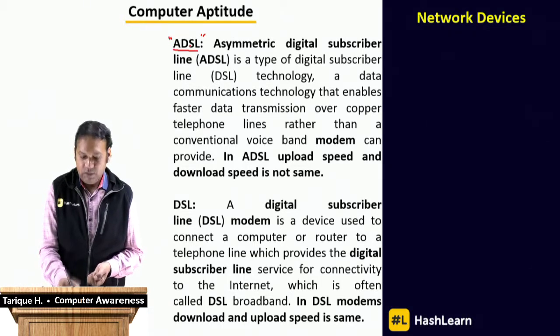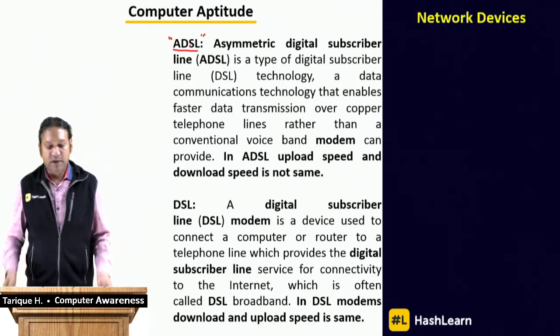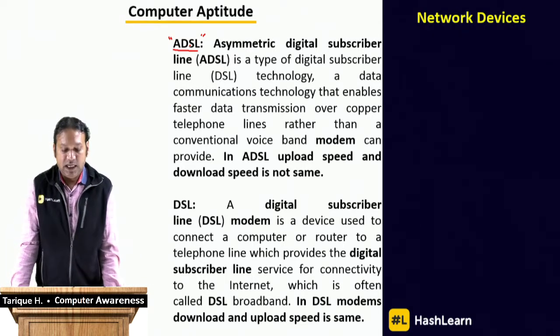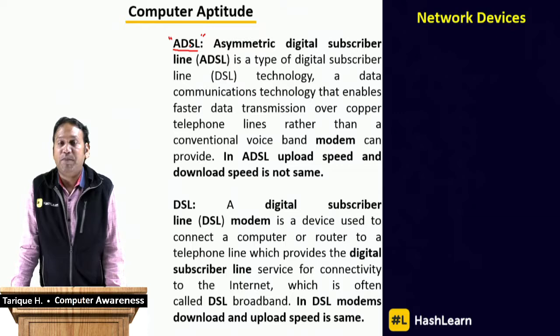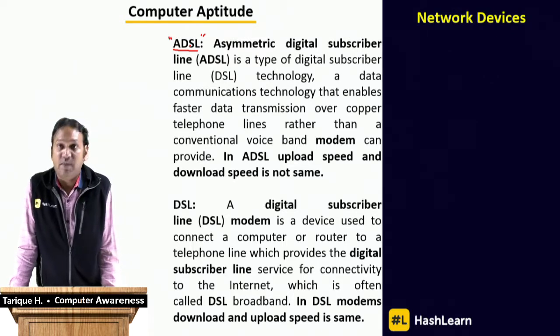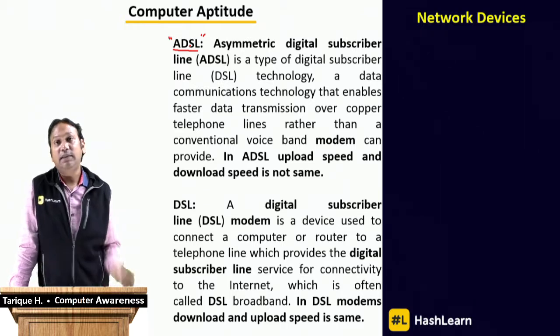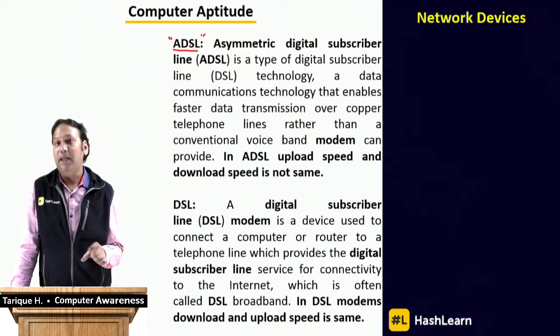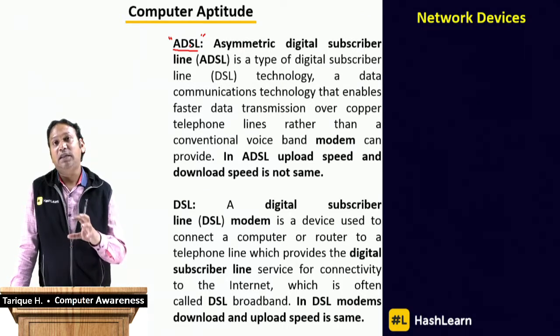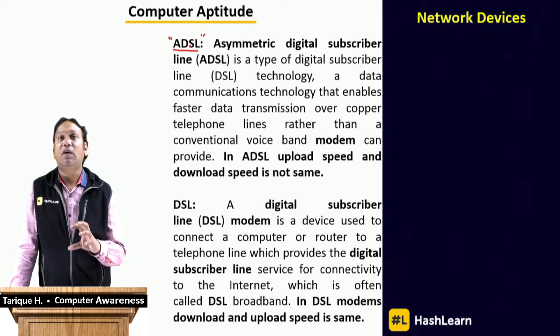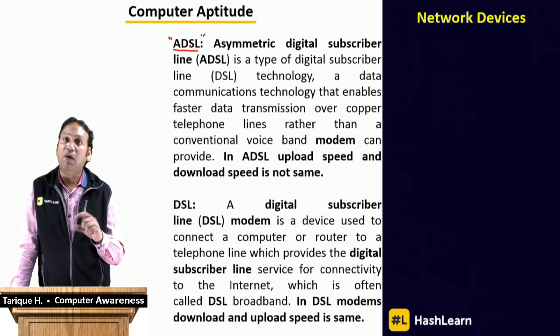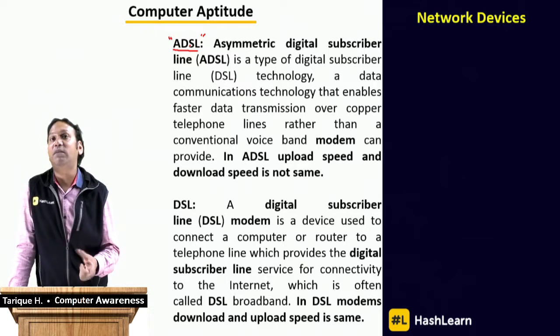The ADSL modem, that is your asymmetric digital subscriber line. You will see in your home you have an ADSL modem. You should ask yourself, what is this ADSL modem? It's an asymmetric digital subscriber line. Basically it means that the device is not symmetric, it's asymmetric. That means the download speed and upload speed will not be the same.